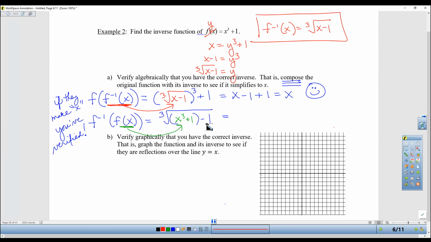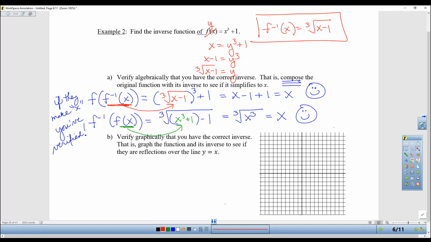Okay, so simplifying this inside, I get the cube root of x cubed, because the 1 and the negative 1 cancel, and then that sure enough becomes x, and I verified it. Part B, verify graphically that you have the correct inverse. So I'm going to graph both of them.